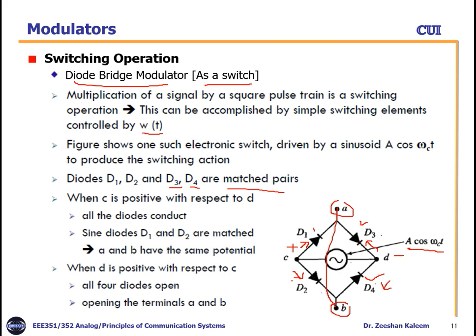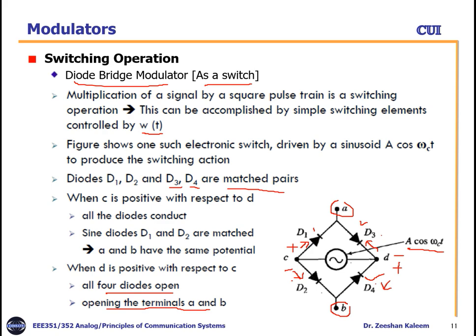So what happens in the next cycle when this terminal becomes negative and this becomes positive? All four diodes will not conduct, they will open, and it will result in the opening of terminals A and B. It means there will be no connection between A and B. For example, this one will be an open circuit, right?